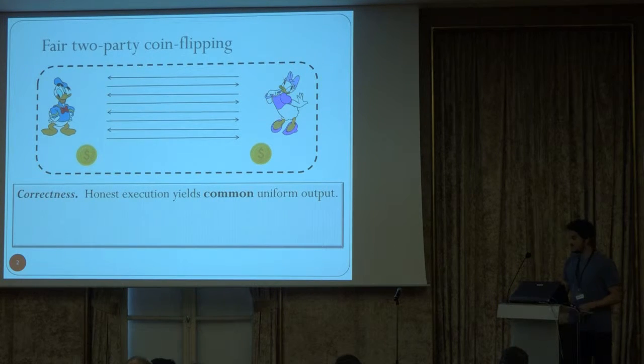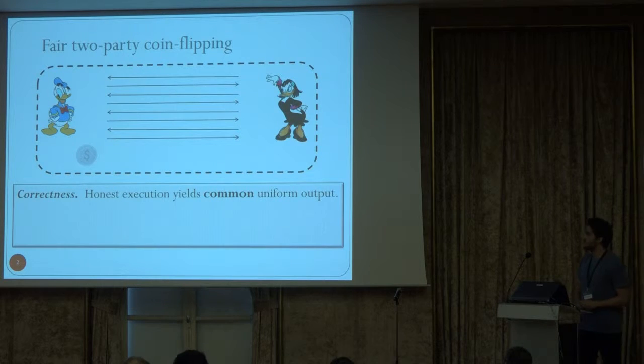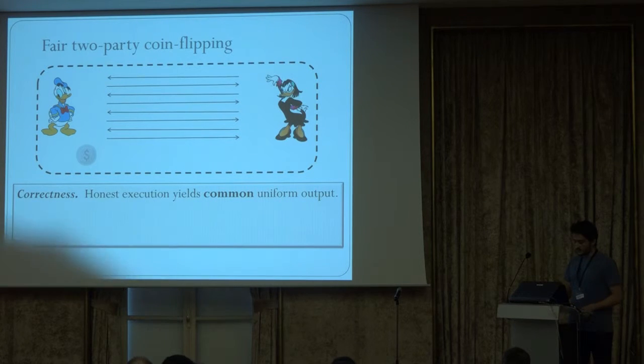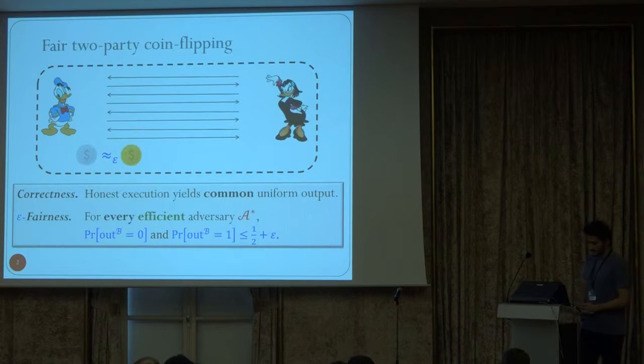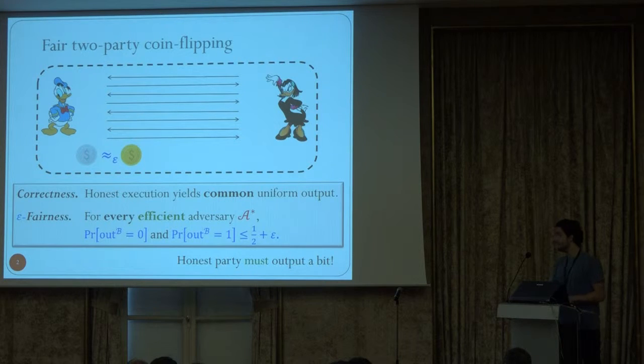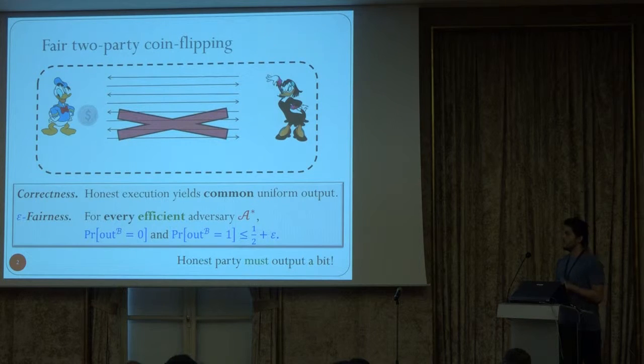Security for Bob is defined by assuming that Alice is a malicious entity that deviates from the protocol arbitrarily. We say that the protocol is epsilon fair if for every efficient adversary, the distribution of the honest party's output is epsilon close to the uniform distribution. In particular, I should emphasize that the honest party must output a bit no matter what, even if a cheat is detected or the protocol is aborted prematurely.